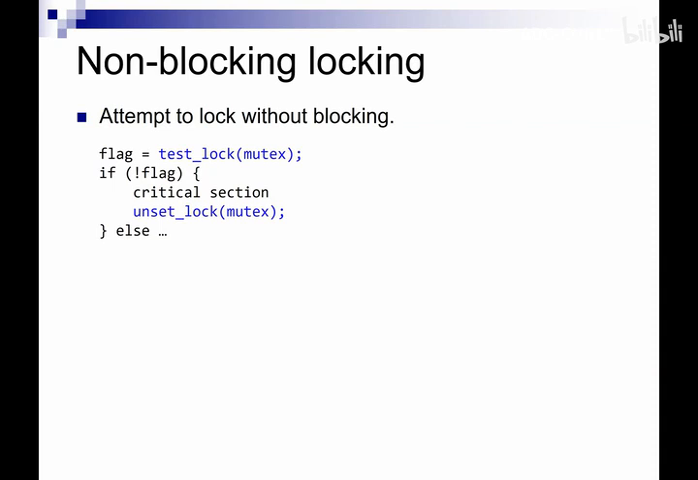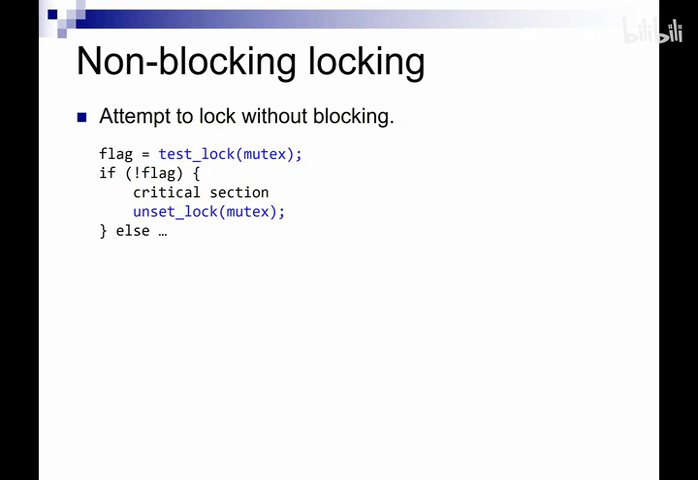The way this works is that suppose you have this non-blocking function called test lock. With test lock, we try to get the lock, which here is called mutex. So we try to get this mutex lock. If we get it, right?